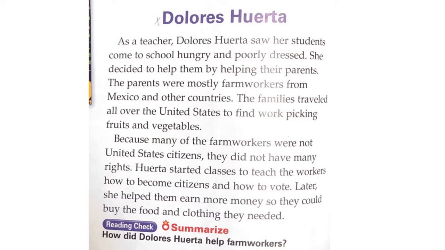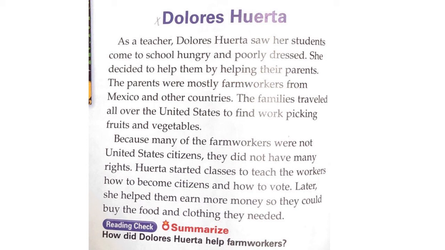Let's read about Dolores Huerta. As a teacher, Dolores Huerta saw her students come to school hungry and poorly dressed. She decided to help them by helping their parents. The parents were mostly farm workers from Mexico and other countries. The families traveled all over the United States to find work picking fruits and vegetables. Because many of the farm workers were not United States citizens, they did not have many rights. Huerta started classes to teach the workers how to become citizens and how to vote. Later, she helped them earn more money so they could buy the food and clothing they needed.